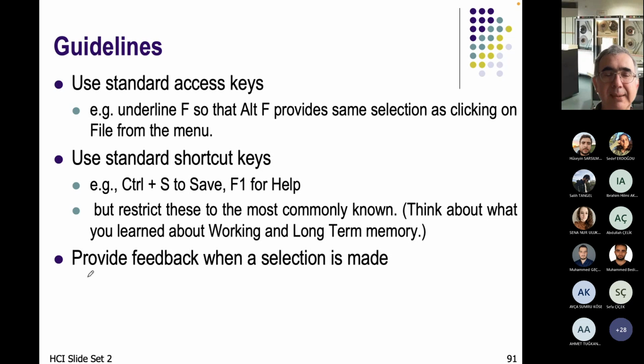And again, I am repeating this: provide feedback when a selection is made. This is one of the main reasons people make mistakes in enterprise applications. When they select something, you don't provide feedback. When you don't provide immediate feedback, they say the computer is not working. It's not doing anything. So they keep doing the same thing, and eventually they're exhausted. So provide feedback when a selection is made.